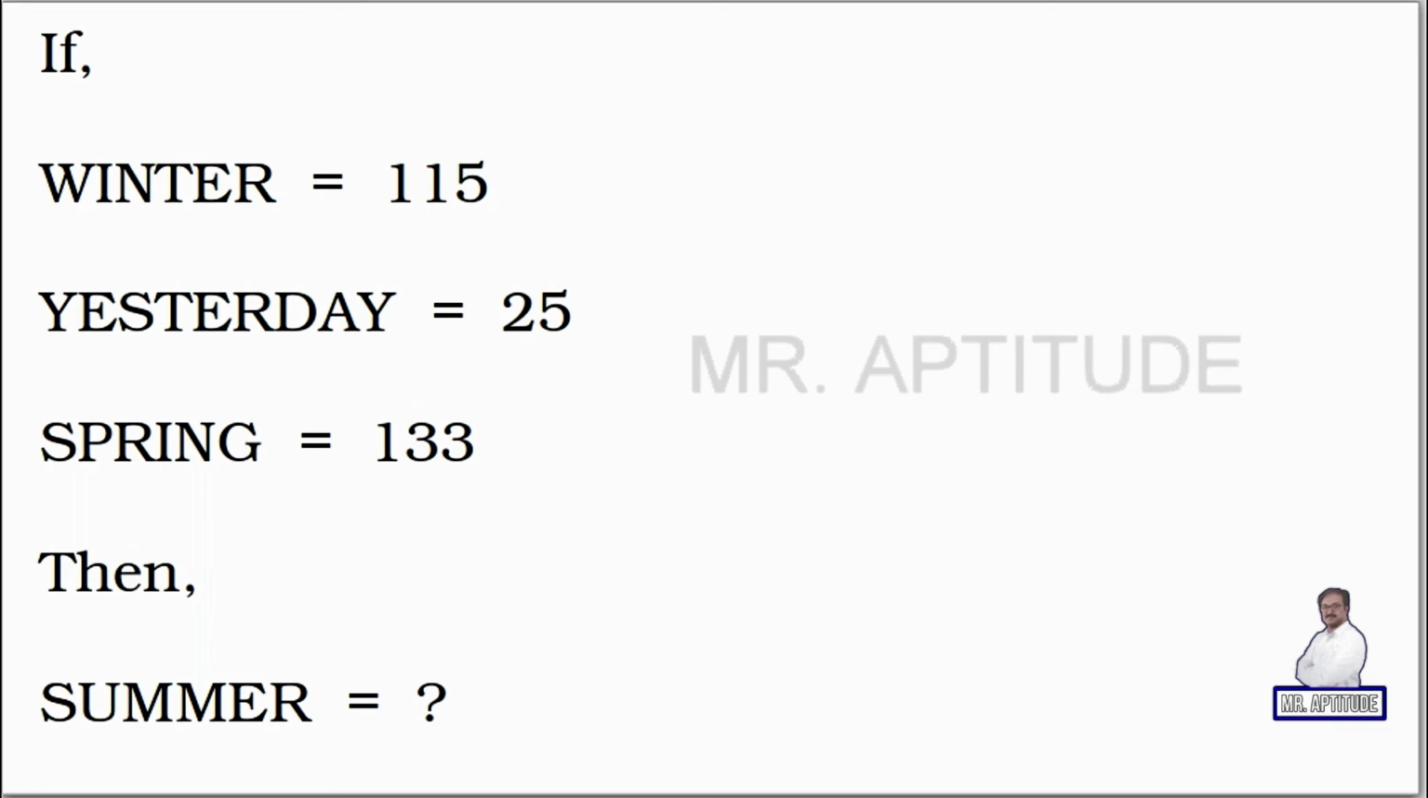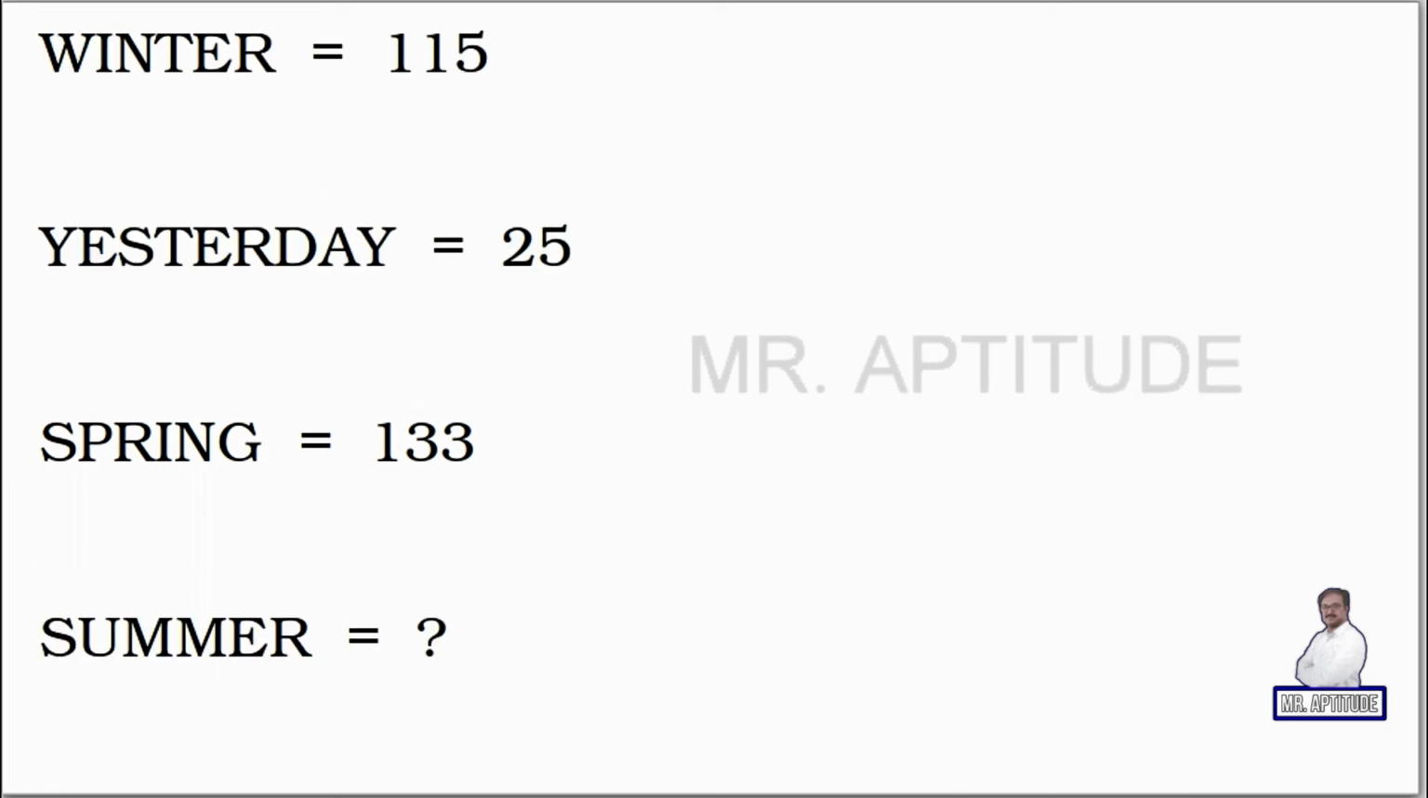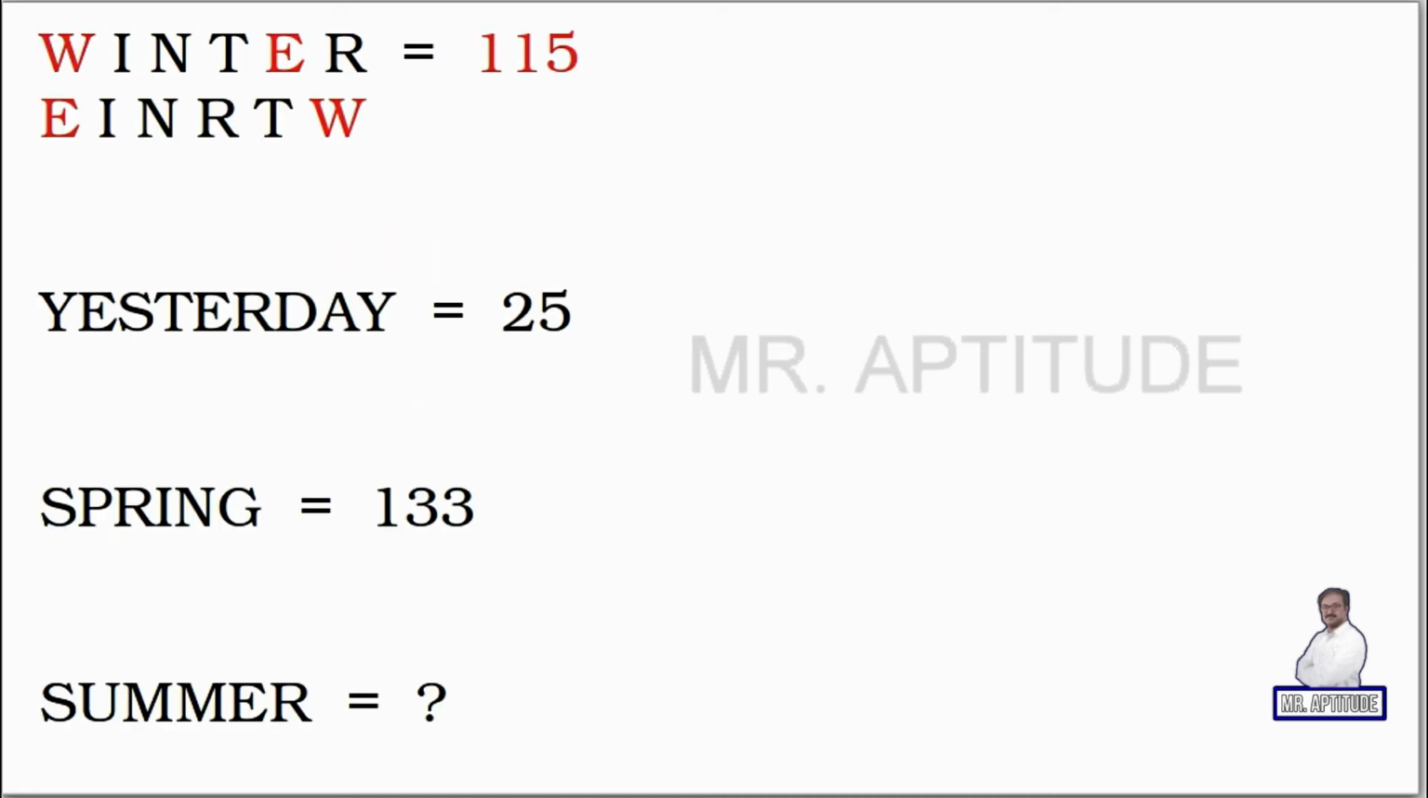If winter equal to 115, yesterday equal to 25, spring equal to 133. Let us see now. Let me start with the first word, winter. When you arrange all the letters of the word winter in alphabetical order, E comes first and W comes at the end. E is 5, W is 23, 5 23 times 115.